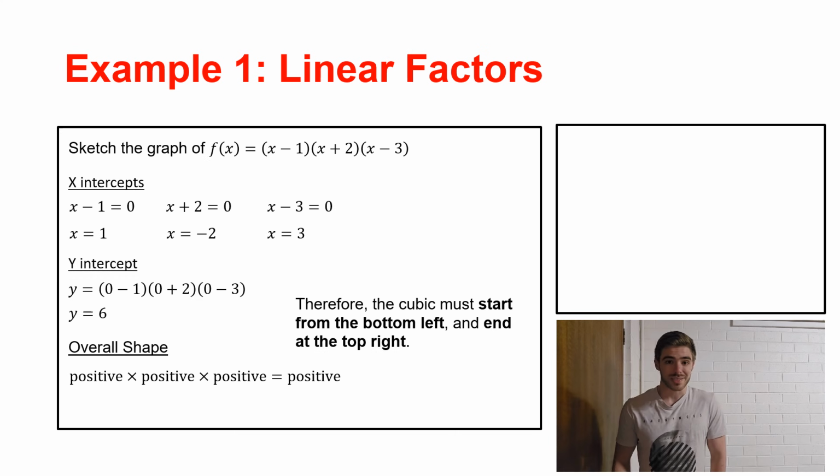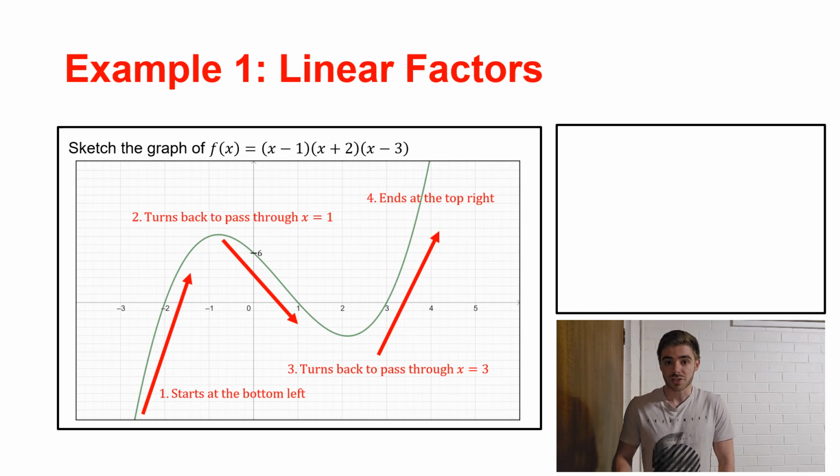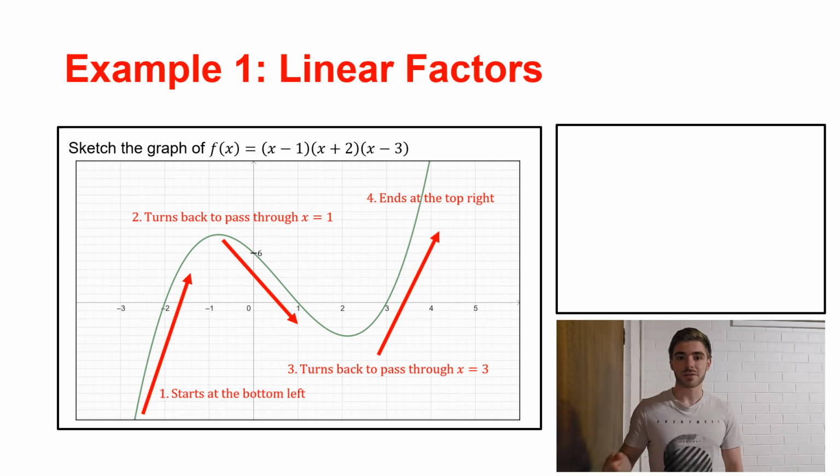The graph that you draw is then going to look something like this. You start at the bottom left, and then you're going to go through your first x-intercept at x equals -2. Then it's going to come back down through the y-intercept. And then finally, it's going to finish up by cutting through the remaining 2 x-intercepts before finally finishing at the top right.